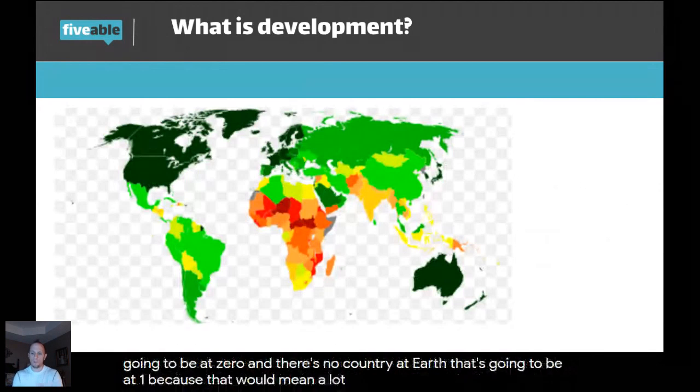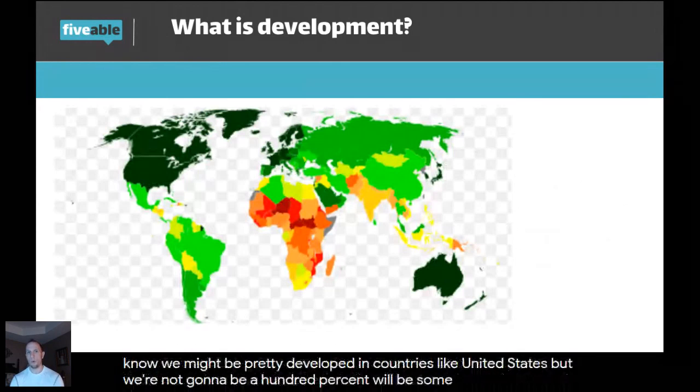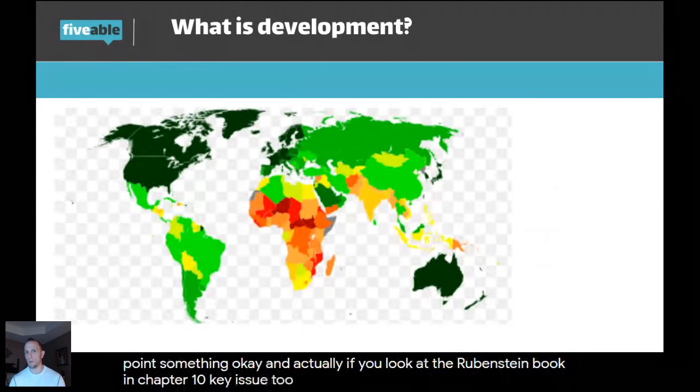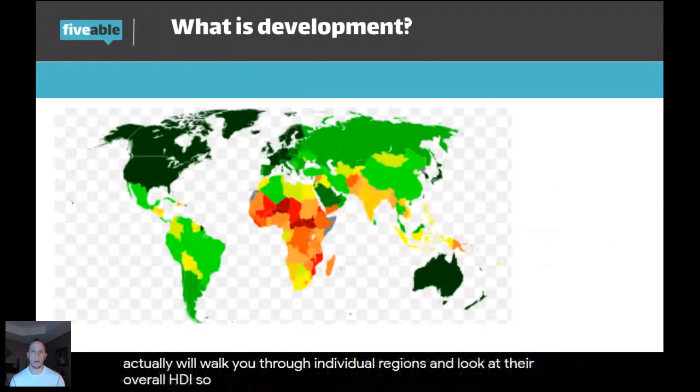And I mean, we might be pretty developed in countries like the United States, but we're not going to be 100%. We'll be somewhere in the 9 point something. Okay. And actually, if you look at the Rubenstein book in chapter 10, key issue 2, I believe is what it is in the 12th edition, it actually will walk you through individual regions and look at their overall HDI. So definitely read that if you haven't already done it.